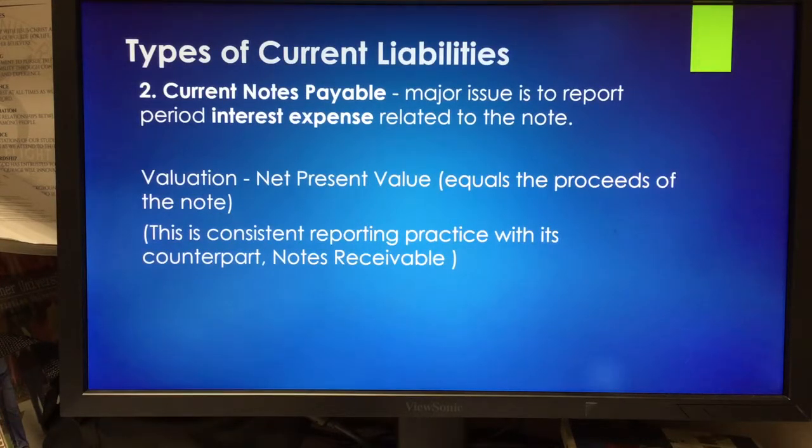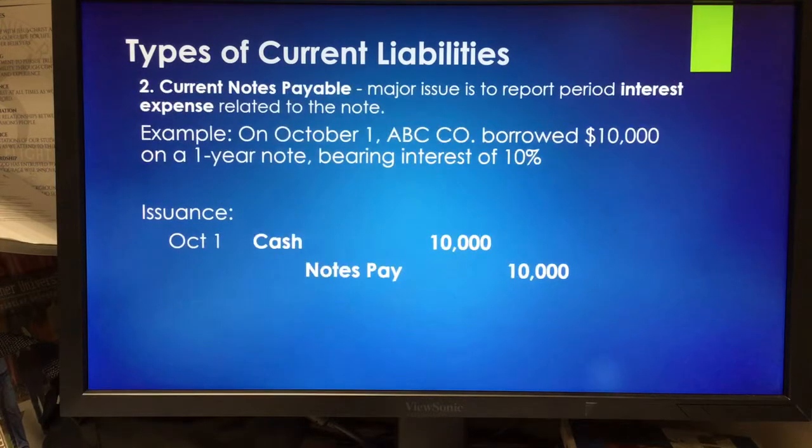Current notes payable. Major issue when we deal with notes payable is to properly report the interest expense in the appropriate period. We will value notes payable at the net present value of the obligation itself, which is consistent reporting with its counterpart, notes receivable, under the assets. Well, let's look at an example here.